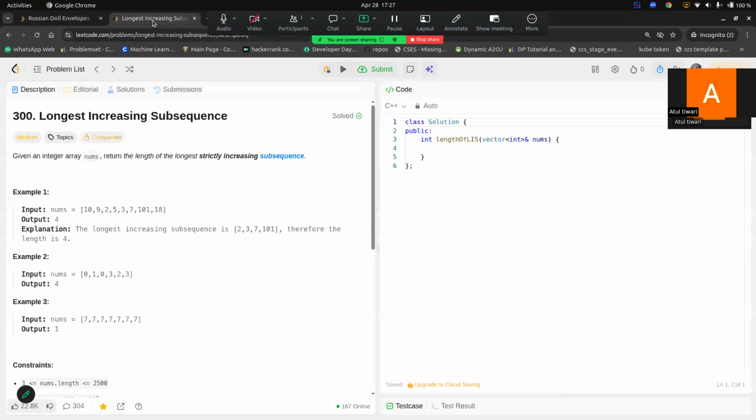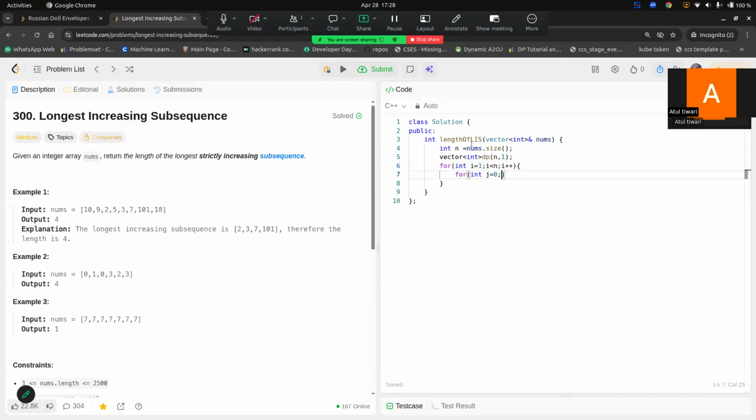I think everyone knows the O(n squared) LIS solution: we build a DP array, vector of int dp(n, 1). Then for int i equals 1, i less than n, i plus plus, and for int j equals 0, j less than i, j plus plus, if nums of i is greater than nums of j, then dp[i] equals max of dp[j] plus 1 and dp[i]. Then return dp of n minus 1.